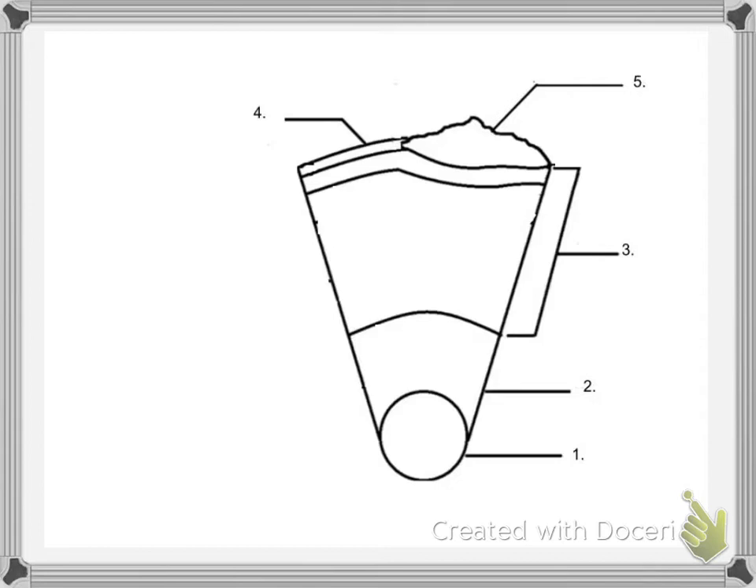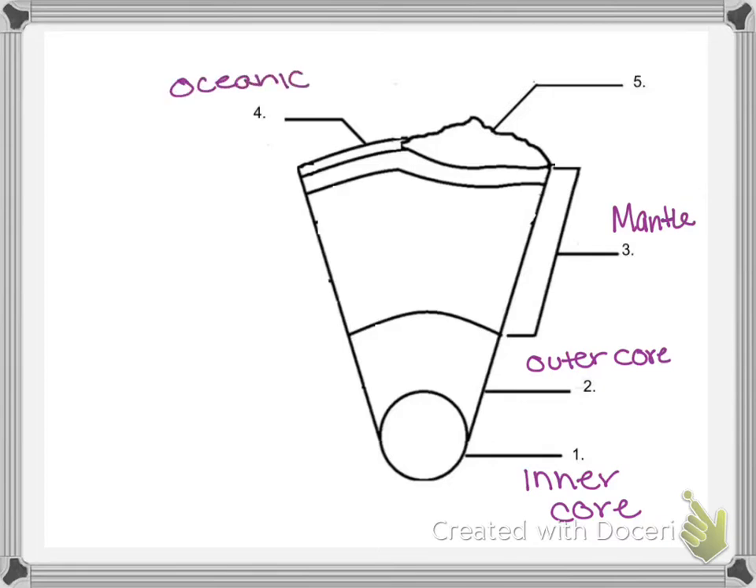At number 1, you need to label this the inner core. Number 2, you need to label this location the outer core. Number 3 is going to be the mantle. Number 4 is your oceanic crust. And number 5 is your continental crust.